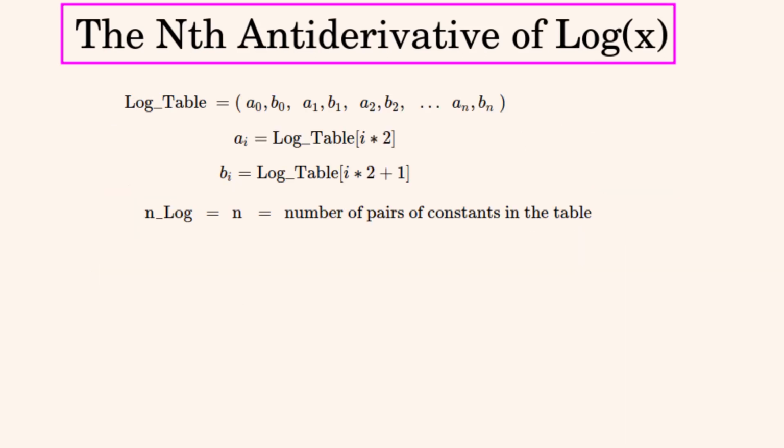So this is the data structure that we'll be storing this list of antiderivatives in. We'll only need two constants for each antiderivative, and they'll be stored as pairs of entries next to each other in an array called log table. They'll be accessed this way. a_i will be accessed from this array by multiplying i by 2, and then using this number to access the array. And b_i would be the number next to it, which would be i times 2 plus 1, and the number of functions stored in this array would be stored in n log.